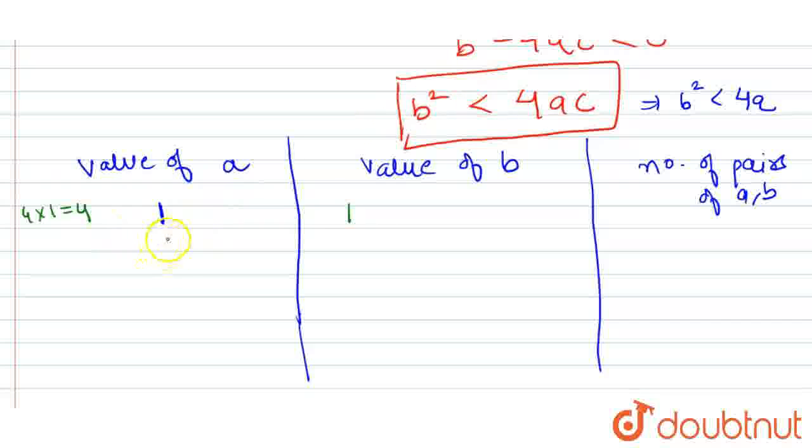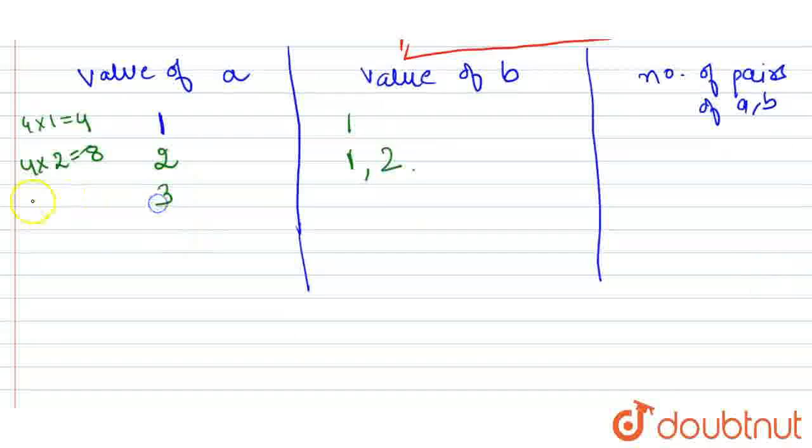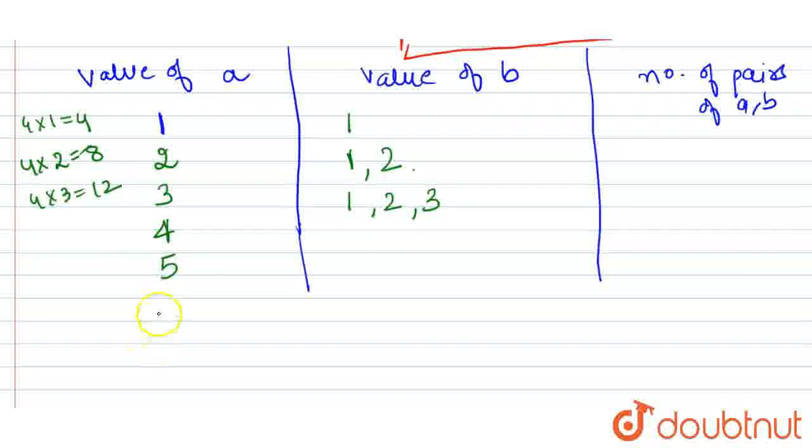Now when we put a equal to 2, we will have 4 times 2, which is 8. Now how many values are there for which b^2 will be less than 8? We put 1 first: 1^2 is less than 8, okay. 2^2, that is 4, is also less than 8, and 3^2 will be 9. Is 9 less than 8? No. So we will have only 1 and 2 as values of b. Then we check for 3. For 3 we will have 12. So 1^2 is less than 12, 2^2 is also less than 12, and 3^2 is also less than 12, right? Similarly we will try for 4, 5, 6, 7, 8 and 9.